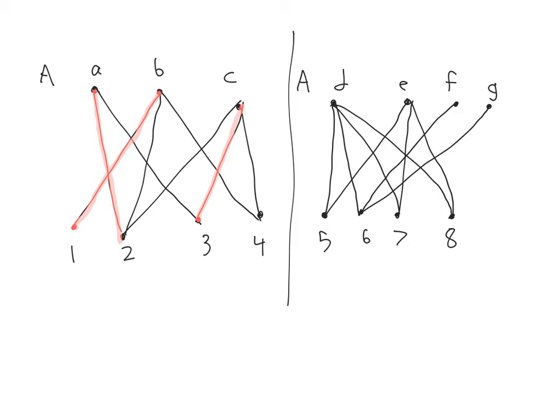Now I turn my attention to the second graph. I see G has degree 1, so let's go ahead and match him with his only neighbor.